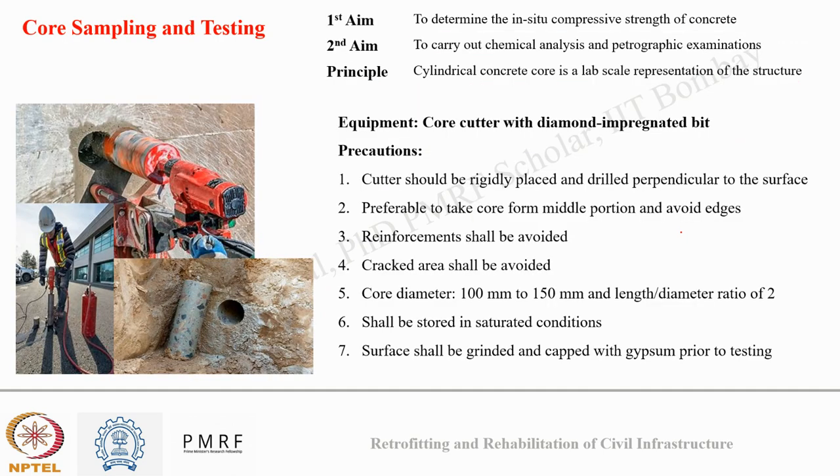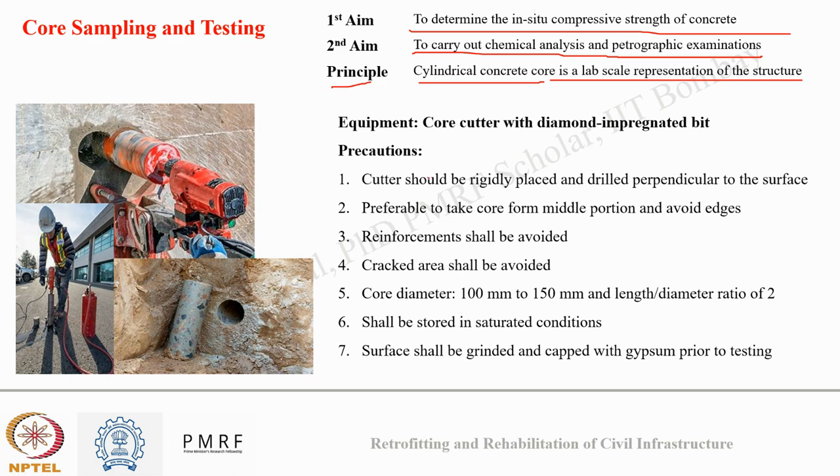The fourth semi-destructive test is core sampling and testing. So this is the most reliable testing which gives the best correlation with the in situ strength of concrete. Okay, the testing has two main aims. First, to determine the in situ compressive strength of concrete, and second, to carry out some chemical analysis or petrographic examinations if needed. Okay, and it is based on the principle that a cylindrical concrete core is a lab-scale representation of the structure.